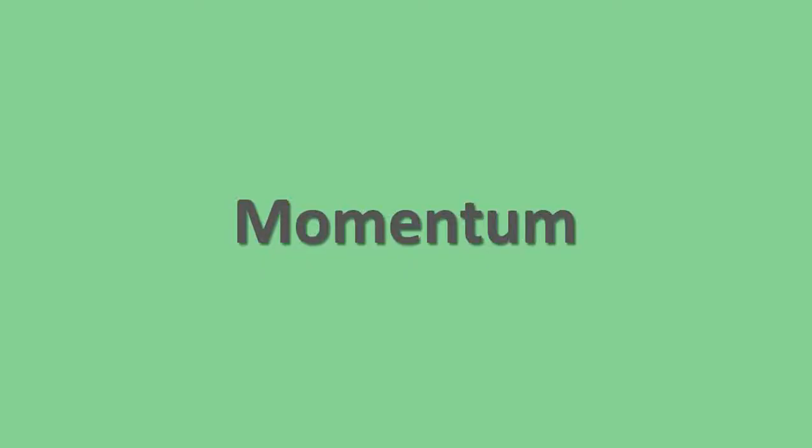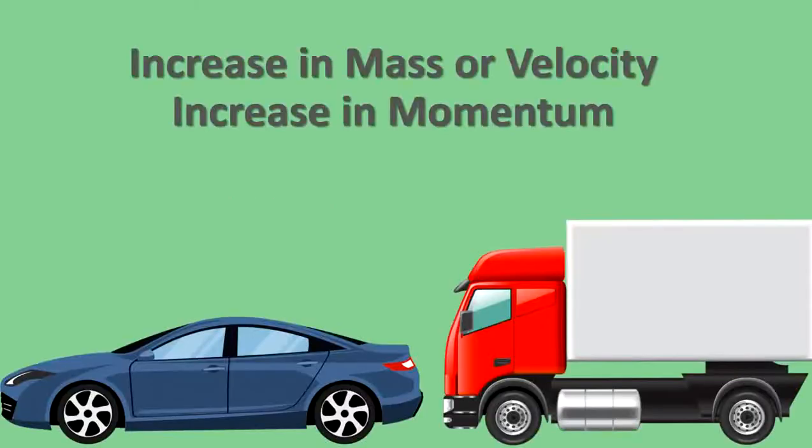So to find out the measurement of how easy or difficult it can be to stop a moving object, this measurement is known as momentum. To calculate momentum, we can do that by multiplying the mass and velocity of an object. So if we increase the mass or velocity, it increases the momentum, and the same happens when we decrease the mass or velocity of an object, it will decrease its momentum.